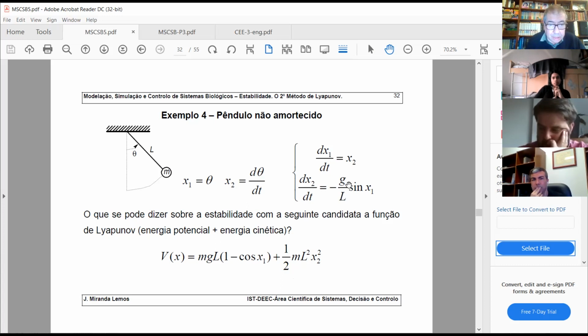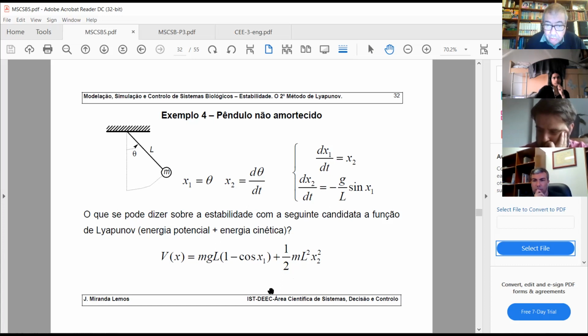That's why you have this term here, g over L. It's because you are assuming that you have the force of gravity. So you decompose the force of gravity in two components. One is along the L that stretches the pendulum, and the other is tangent to the movement that makes it accelerate.